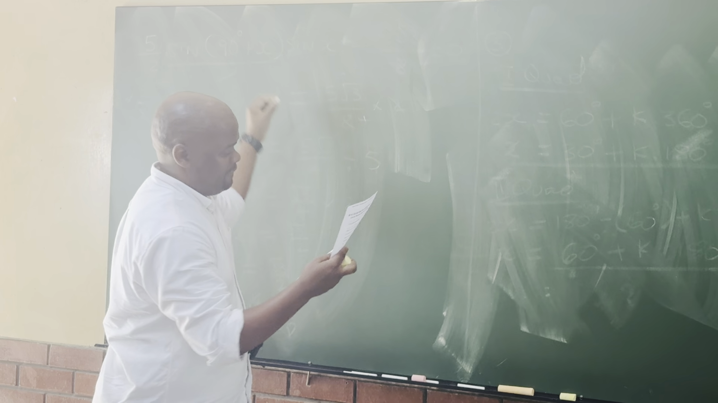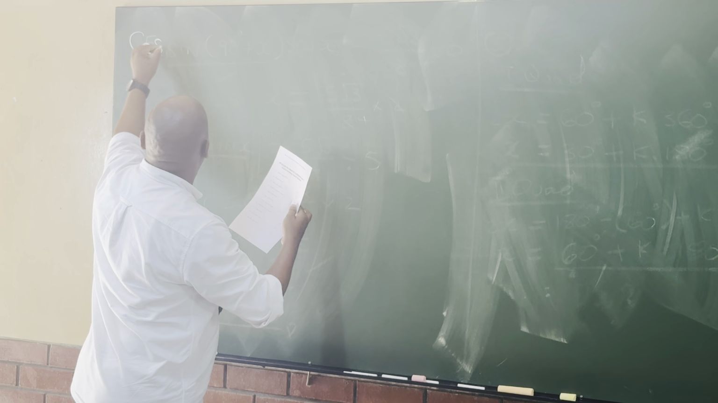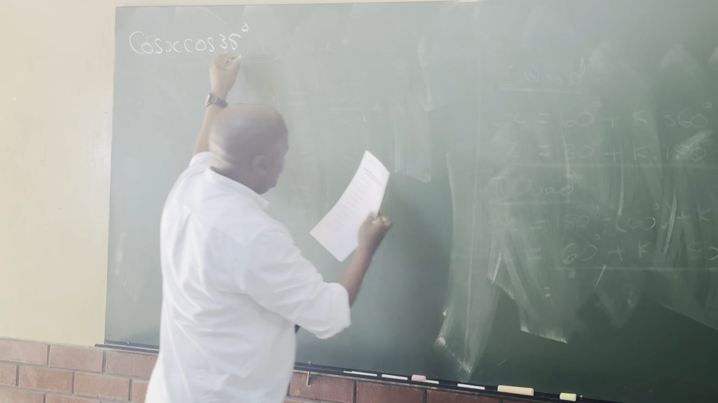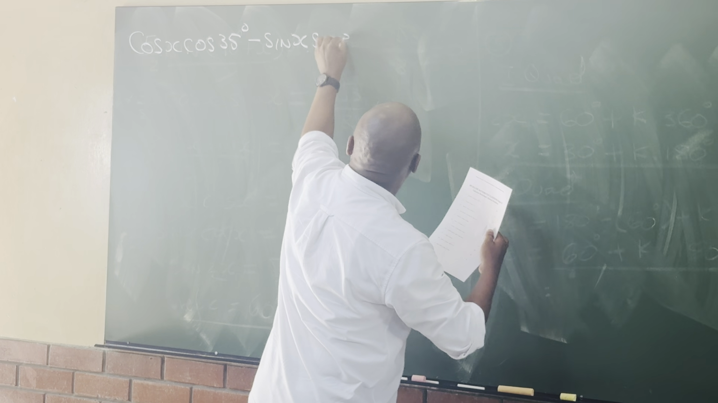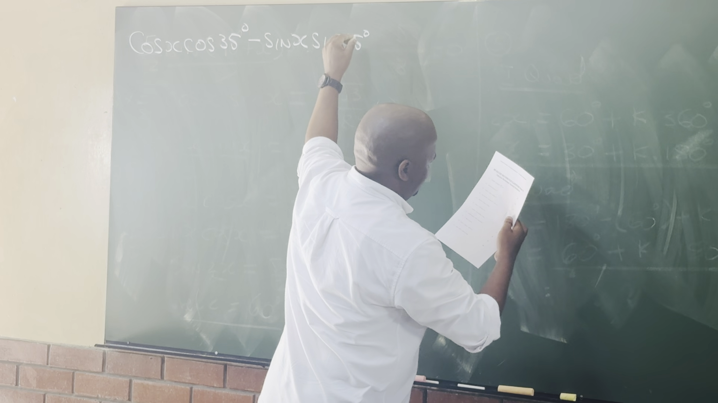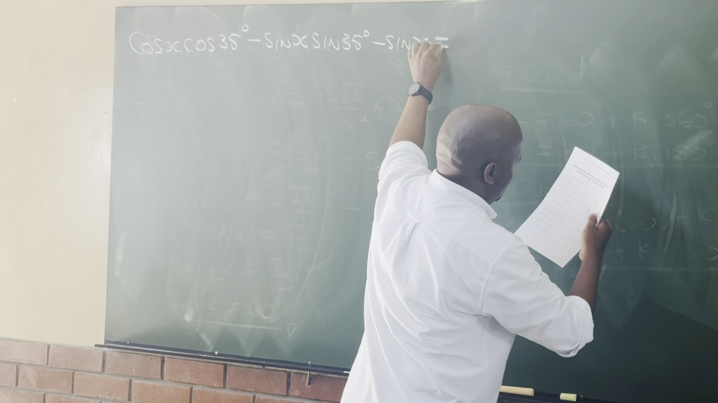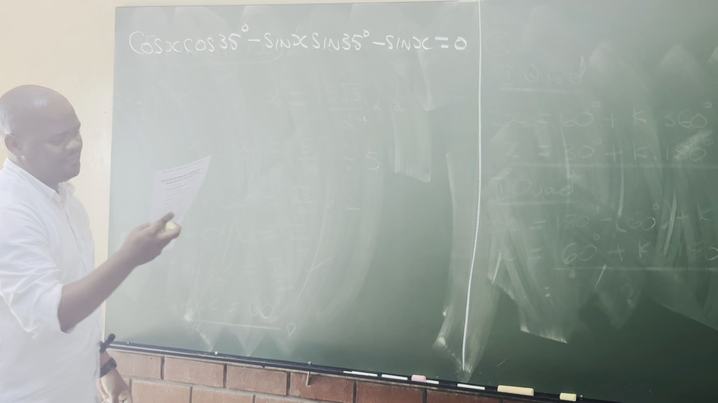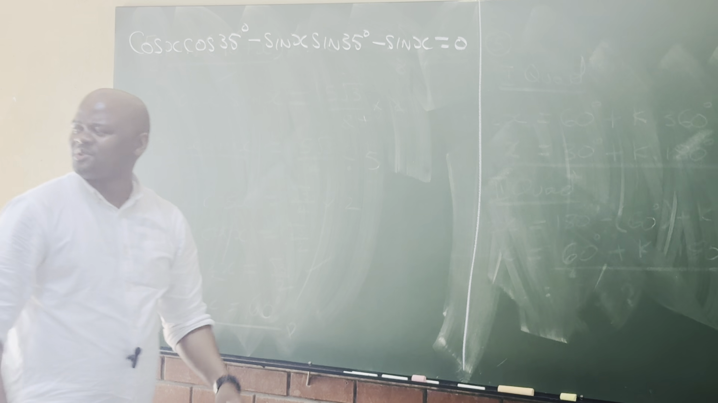Number 4, we have cos x cos 35 minus sine x sine 35 minus sine x is equal to 0. We are finding the general solution. So what should be our first step?